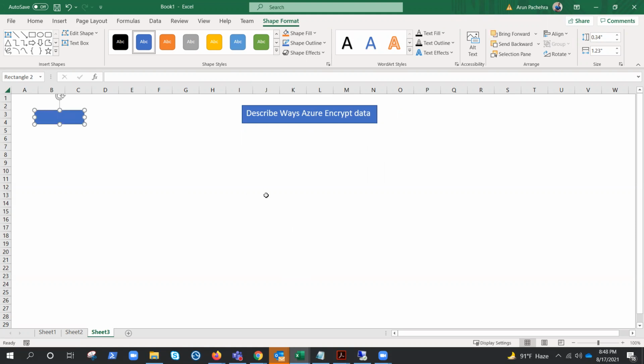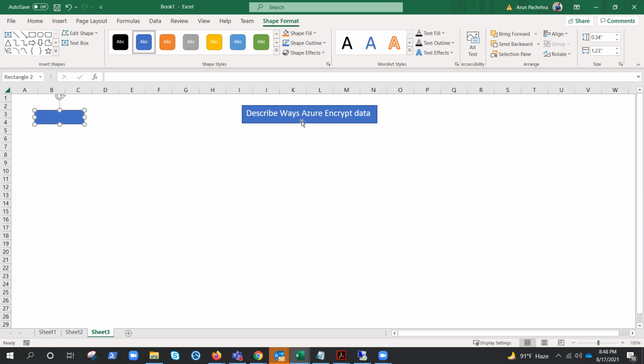All right, as you can see, this is our topic: describe ways Azure encrypts data. As I've already mentioned, data is the main, the last, the strongest layer. This is what we are going to learn today, and we need to secure our data. There are multiple layers that we have already talked about, and multiple ways to secure them. But in this topic, we are going to talk about all the ways Azure encrypts your data.